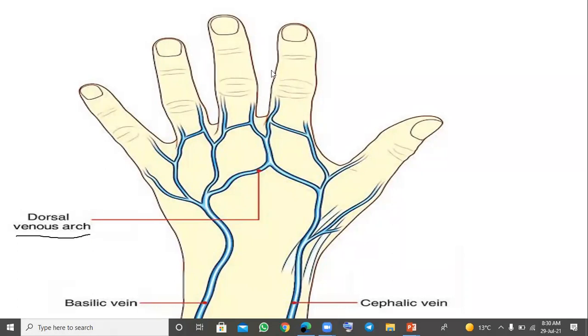And from the dorsal venous arch, what will happen is that on the lateral aspect, it will form the cephalic vein.